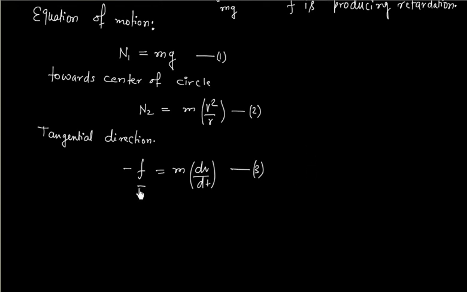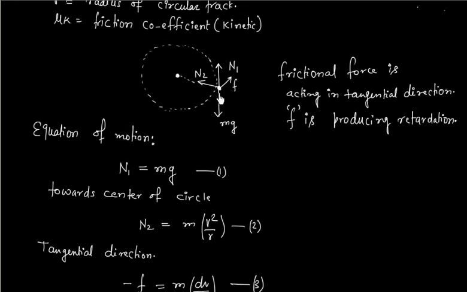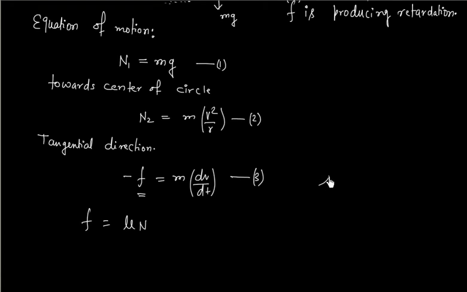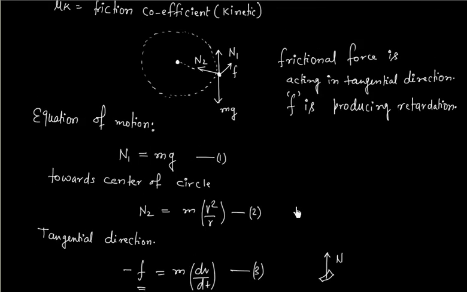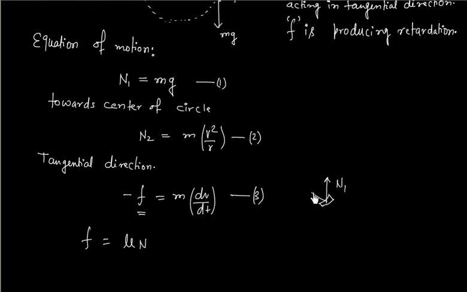Now friction force we can calculate. This is nothing but mu times N. Now there are two normal reactions acting. Which normal reaction should we take? Either N1 or N2, or something different. In this case, this normal reaction is N1, and this normal reaction is N2, and we will have a resultant normal reaction in this direction, that is square root of N1 square plus N2 square.